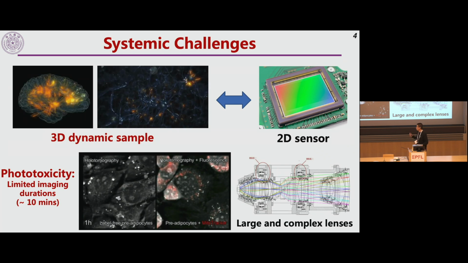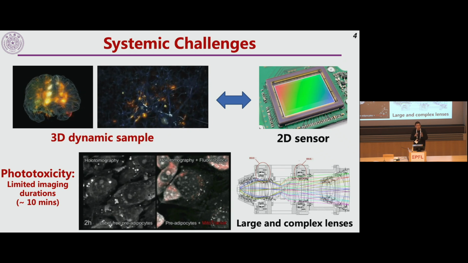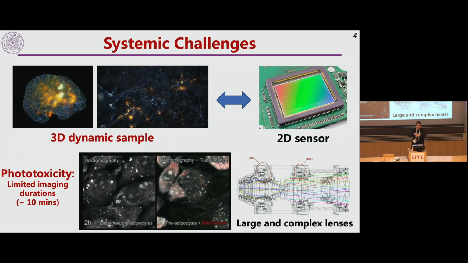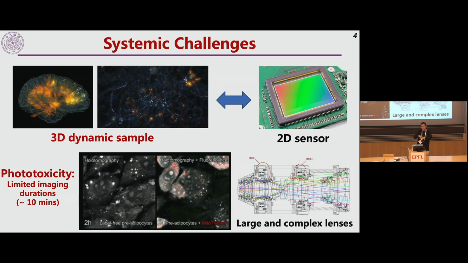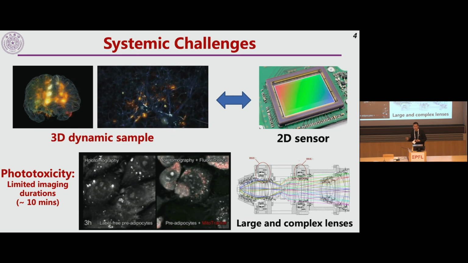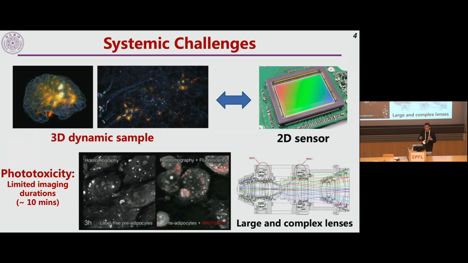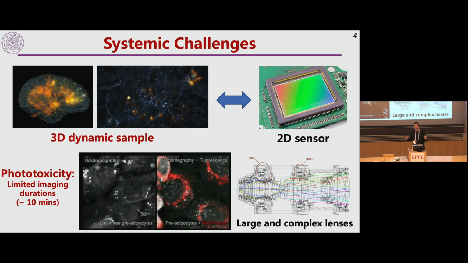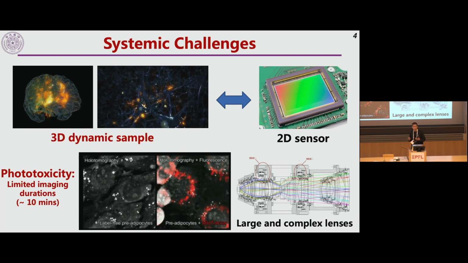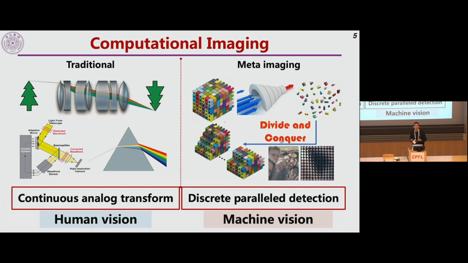Another challenge is phototoxicity. As people mentioned before, the UV light may hurt the cells. When we do long-term high-speed imaging, we excite the light and generate fluorescence, but continuous excitation will hurt the cell itself. How can we reduce the phototoxicity and achieve long-term, high-speed imaging? The third challenge is how to achieve wide field of view and high resolution imaging at the same time. It usually takes very complex and large lenses to achieve high spatial bandwidth imaging for this kind of system. That's why we're working on computational imaging to solve this problem.